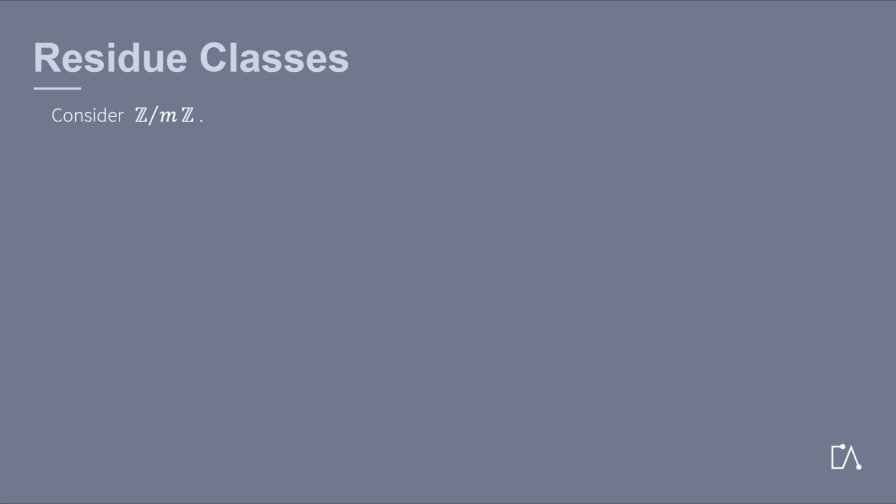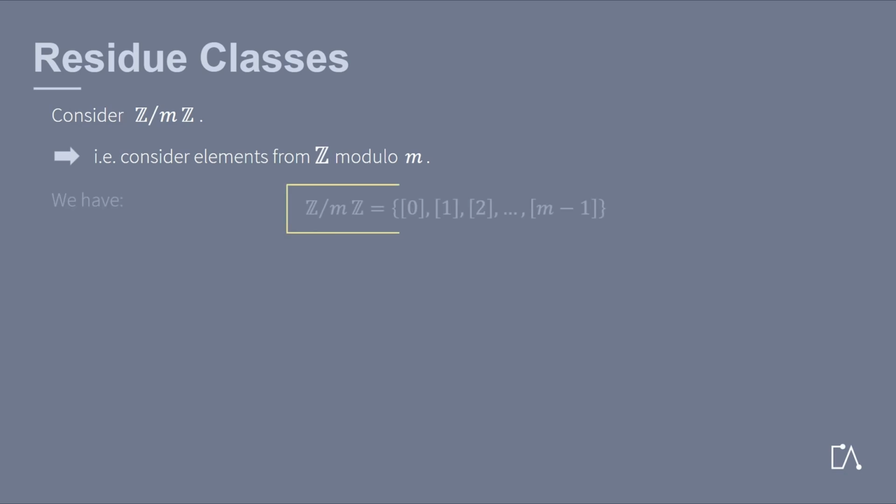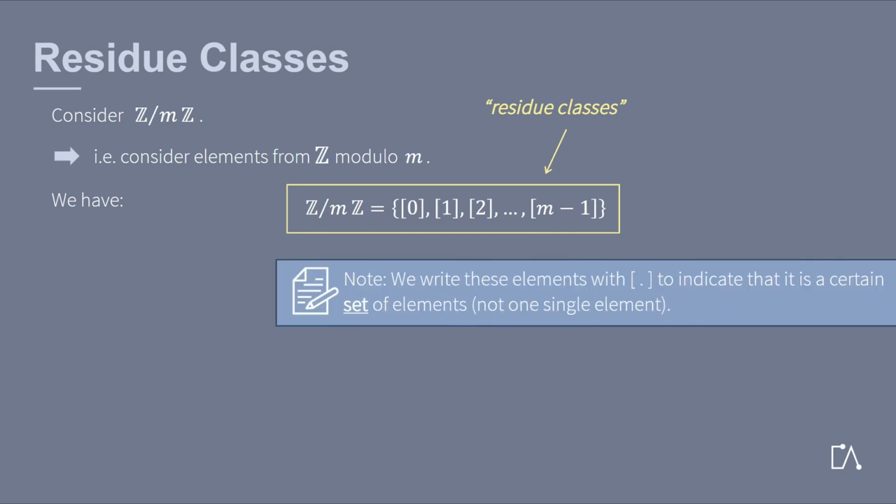Consider the residue class ring Z/mZ. This means we consider integers, but modulo m. Z/mZ contains certain sets of elements, the so-called residue classes, which are written in square brackets. Only the residue classes from 0 to m-1 are contained, since 0 and m, as well as 1 and m plus 1 are each equal modulo m.